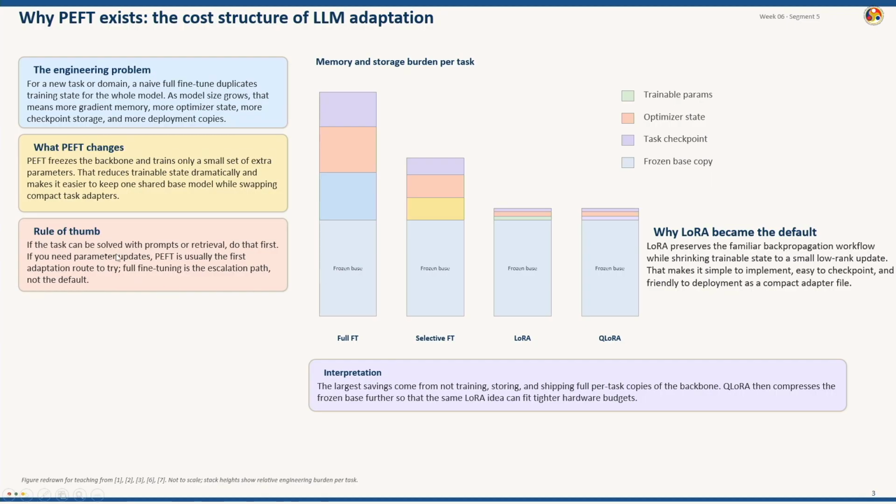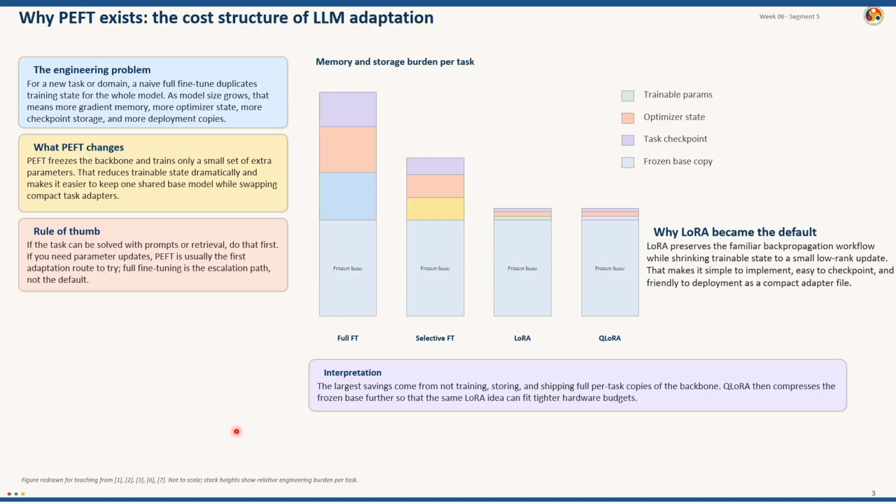If the task can be solved with prompts or retrieval, do that first. Again, this is the same way to think about fine tuning: RAG and prompting should come first. If you need parameter updates, PEFT is usually the first adaptation, because you just add a few parameters, train them and see how it performs, and then you go for full fine tuning, and basically the path is to go with LoRA.